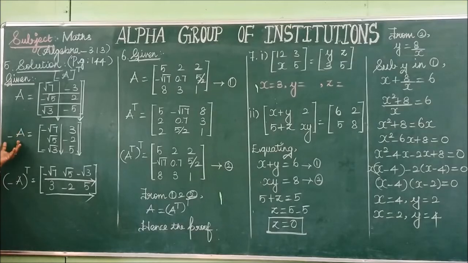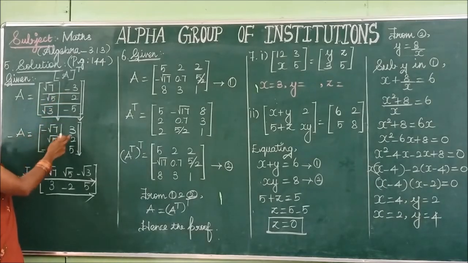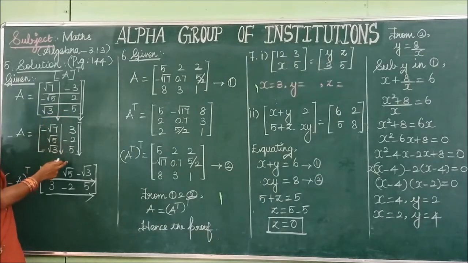So listen, transpose is interchanging of rows and columns. Here they ask you to find minus A transpose. So for that, before that you have to find minus A. Minus A is nothing but the negative of the given matrix. So for the negative of the matrix, you have to find the additive inverse. So here root 7 is minus root 7, minus root 5 is positive root 5, positive root 3 is negative root 3, and minus 3 becomes plus 3, 2 becomes minus 2, minus 5 becomes plus 5.